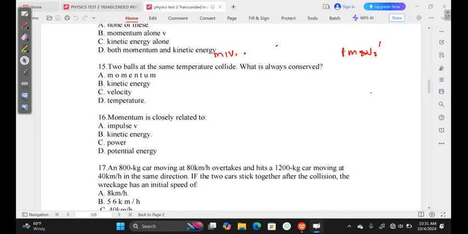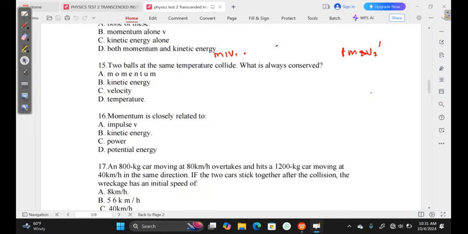Two balls at the same temperature collide. What is always conserved? We don't know which type of collision they are talking about. So the only thing you know that is conserved is momentum. You're not going to talk about kinetic energy because we don't know whether it is elastic or inelastic. Kinetic energy is conserved, or momentum is conserved for all types of collision. So the answer in this case is A, momentum.